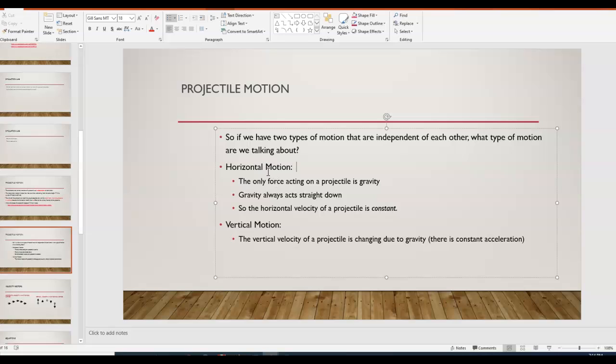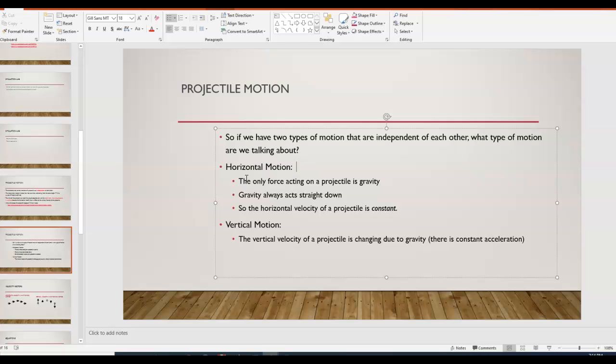You have the horizontal motion, which is constant velocity. And the reason you have constant velocity in the horizontal motion in the x direction with a projectile is because we're talking about free fall, which means we're talking about acceleration due to gravity. Well, gravity acts straight down. Gravity doesn't act side to side. And so if you shoot a bullet, gravity is going to pull the bullet down, but it's not going to pull the bullet side to side.